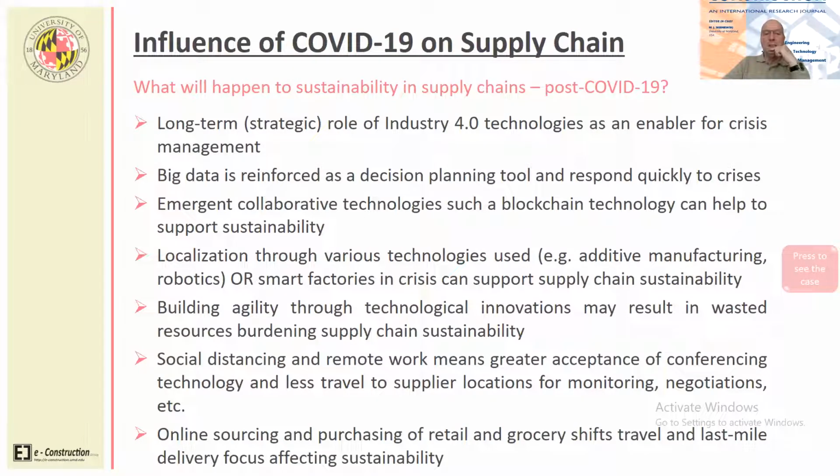Then building agility through technological innovations may result in wasted resources, burdening supply chain sustainability. So we have to look at whether agility through technological innovation is really something that we want to focus on as far as supply chain sustainability. Sometimes the solutions that we're trying to implement in the industry may end up working at cross purposes. So that's something that some of my students are looking at right now as well.